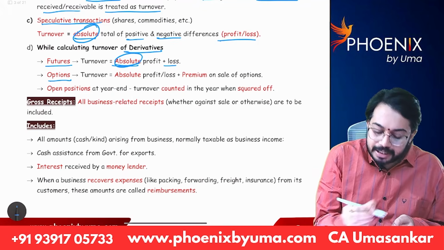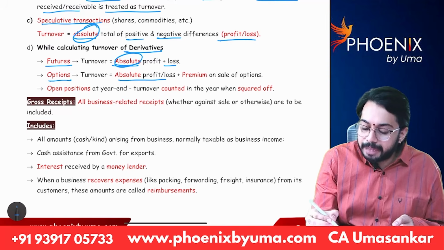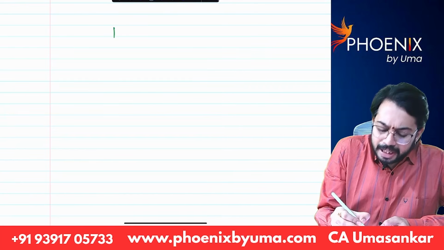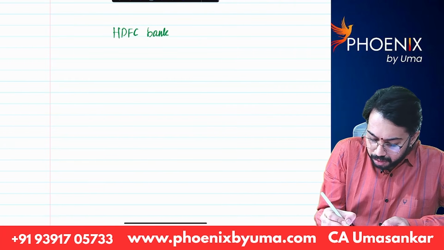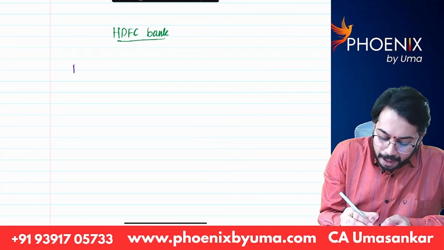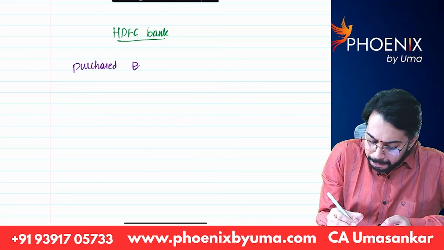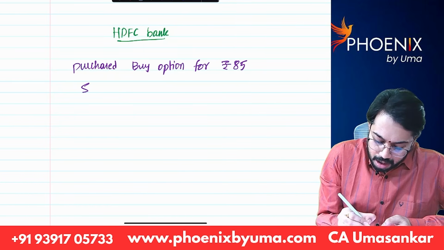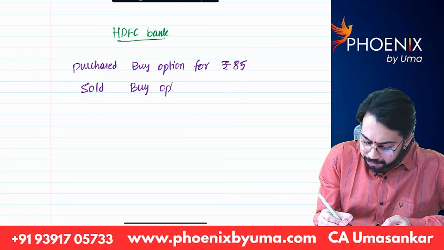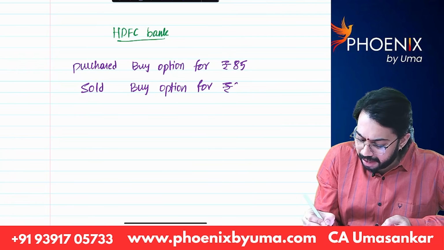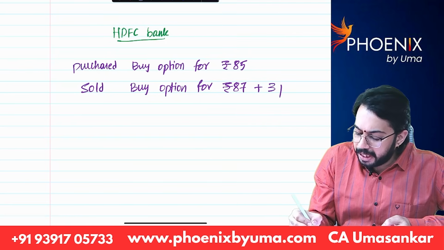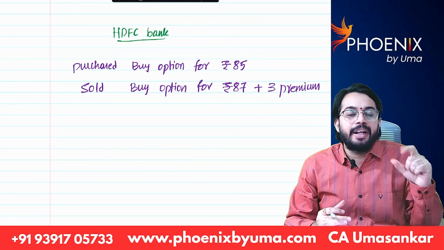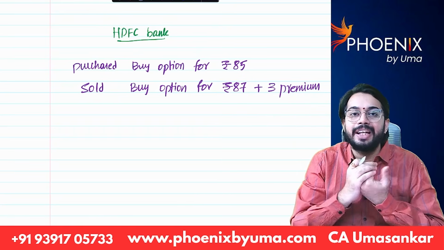In case of options, turnover is equal to absolute profit or loss plus premium on sale of options. What do you mean by this? Let's say I am HDFC Bank. What I have done, I purchased buy option for 85 rupees. I sold buy option for rupees 87 plus 3 rupees premium. 3 rupees premium. That means what? I am banker. Internationally, I am buying option at 85. And internationally, I am also selling the option at 87.